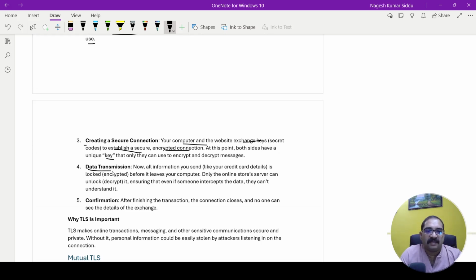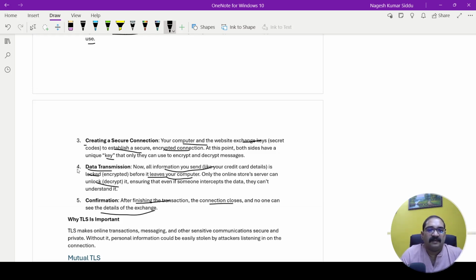Then we do the transmission of the data. All the information you send, whatever details you have, will be locked and encrypted as it leaves your computer, and only the online store server can unlock it, right? And after finishing the transaction, the connection closes and no one else can see the details of the exchange. That means it is gone.